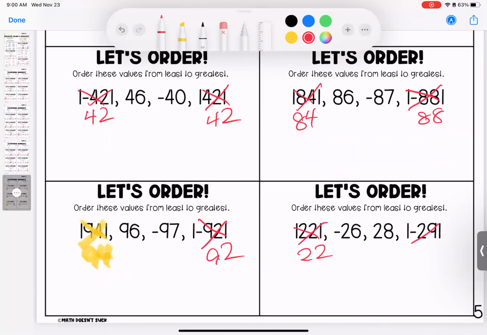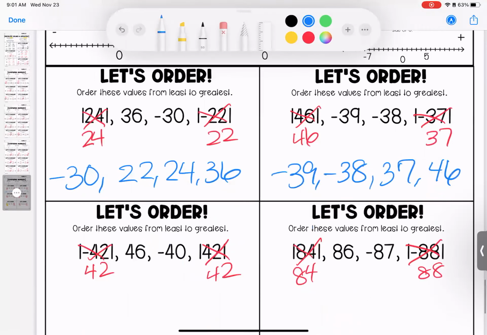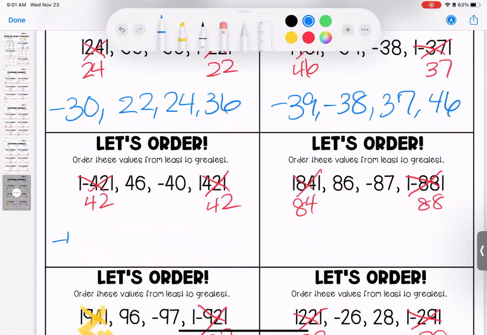All right, least to greatest, I have one negative number, so that's going to be the smallest, and then I go to positive 22, 24, 36. Here I have two negative numbers. Remember, the further from 0, the smaller, so negative 39, negative 38, 37, 46. One negative, negative 40, 42, 42 are the same spot, and 46, if you wanted to write them one on top of the other, that's absolutely fine.